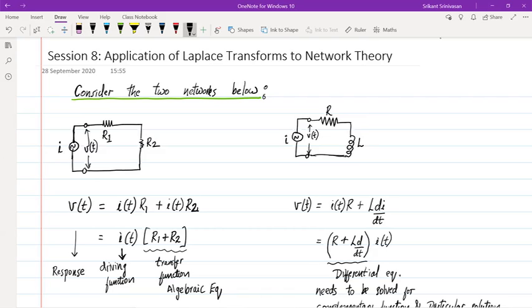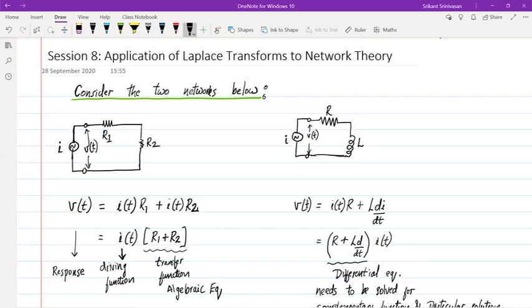The previous couple of sessions focused on the solution of networks using differential equations. Specifically, we discussed a first order differential equation as well as a second order differential equation. And we also took some examples of applying a step function as an input.